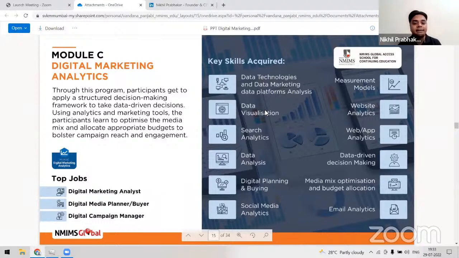So how can we visualize the data? Is there any tool which can help beyond Excel? How can we use that? We look at what kind of measurement models can be used for effectively using the data. How to monitor a website, how to monitor a mobile app, how to monitor a social media page. Is it performing well or not? How to monitor the entire marketing team itself. So these are certain things which are discussed in module C, the digital marketing analytics module.